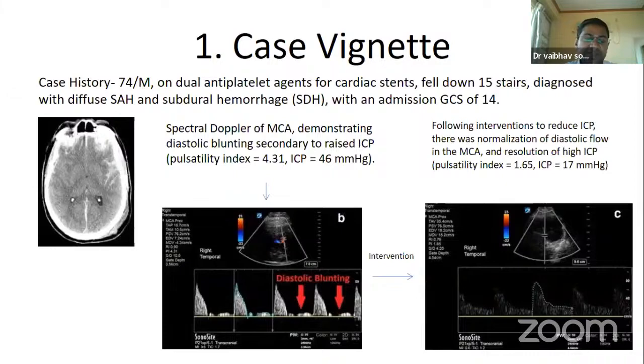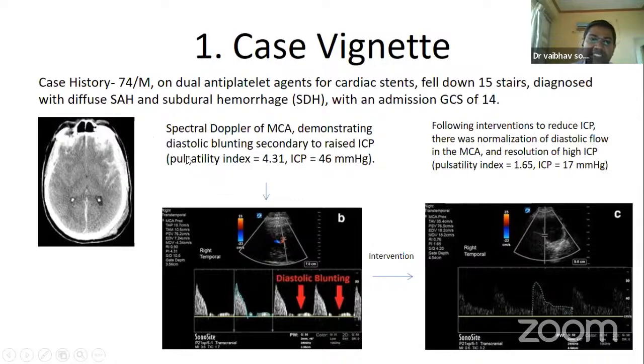In the case history on the left side of the panel, we are seeing a CT scan showing a subdural hemorrhage along with diffuse subarachnoid hemorrhage. It is a 74-year-old male on dual antiplatelet agents for a cardiac stent, who fell down 15 stairs and was diagnosed with diffuse SAH and subdural hemorrhage with an admission GCS of 14. We are hardly able to see any frontal horns in this patient, which suggests raised ICP.